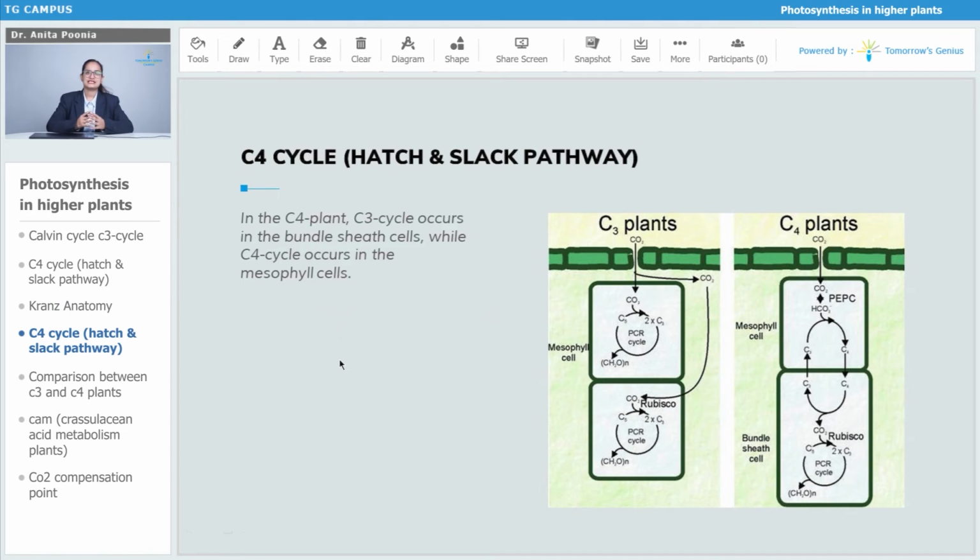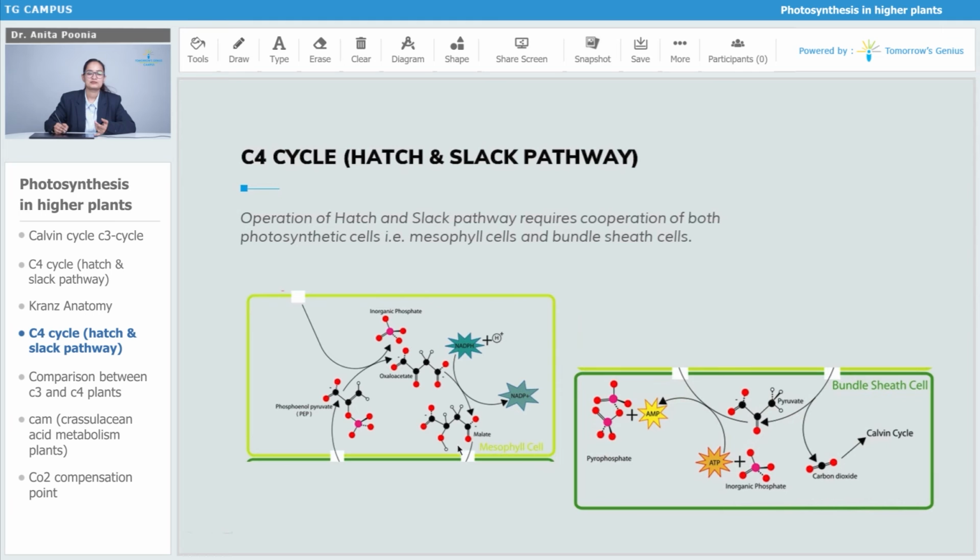Now talking explicitly about the C4 cycle, there is the Hatch and Slack pathway. The C3 cycle occurs in the bundle sheath, you must be aware of this, while the C4 occurs in the mesophyll. Okay. So C4 in the mesophyll and C3 in the bundle sheath. So this is the C3 cycle, and this is the mesophyll cell, and here the C4 you see in the mesophyll as well as in the bundle sheath.